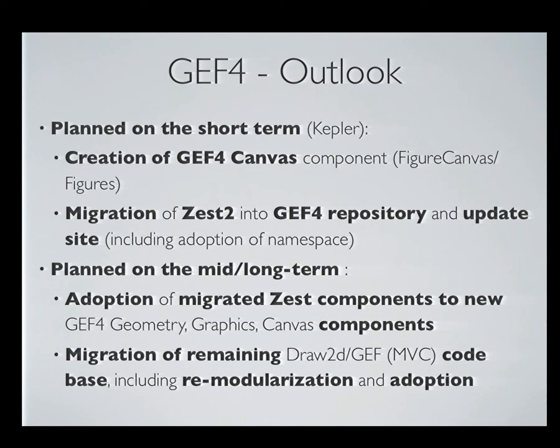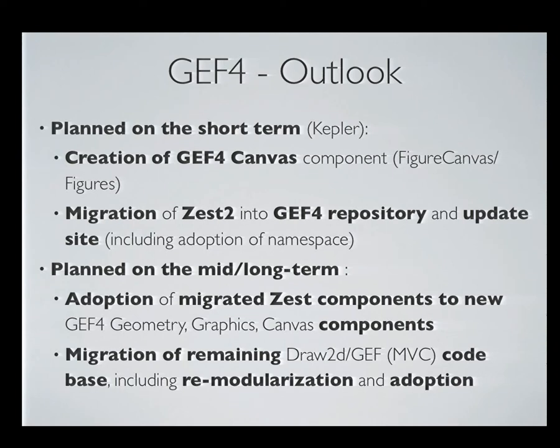So the next thing in the long term will be to actually start with adopting the ZEST components. And after we have done that, we want to start with migrating the remaining parts of Draw2D. There's still something that is not covered by these geometry, graphics, and canvas components, which we intend to create. And we will then also start with porting the editor abstraction, so GEF MVC.